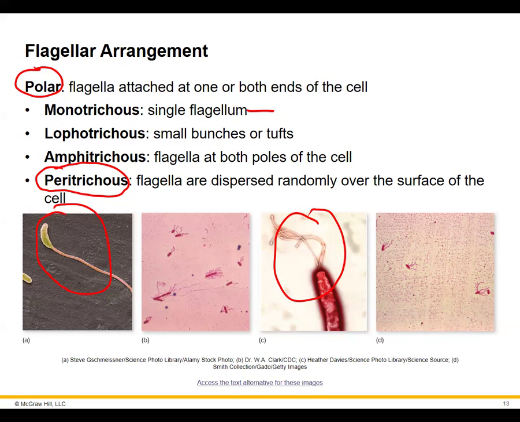So lopho, I don't know, lopho sounds like a word that feels like it would be tuft-like, but you do. Amphi, we already know what amphi means, right? It's going to be at both. So now we're going to have flagella at both ends of the cell. Anytime you see them at both ends, amphitrichous. All right, so those are our four different arrangements that you can have associated with your flagella. You can see then this image down here, this is a pretty good example of the peritrichous being covered with it all over the surface. This one will be on the exam for sure.